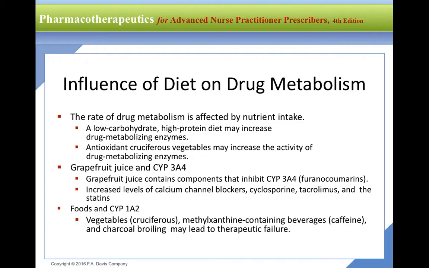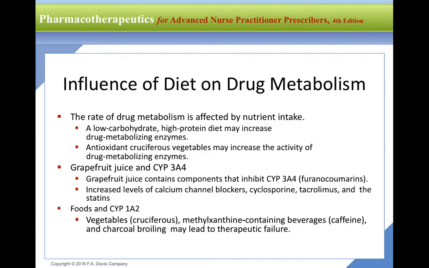Influence of diet on drug metabolism. Some of this is pretty important. Grapefruit juice and cytochrome P450 3A4. We're going to talk a lot more about drug metabolism in your intensive. So you just read through this in your book, be familiar with it for when we talk about it.